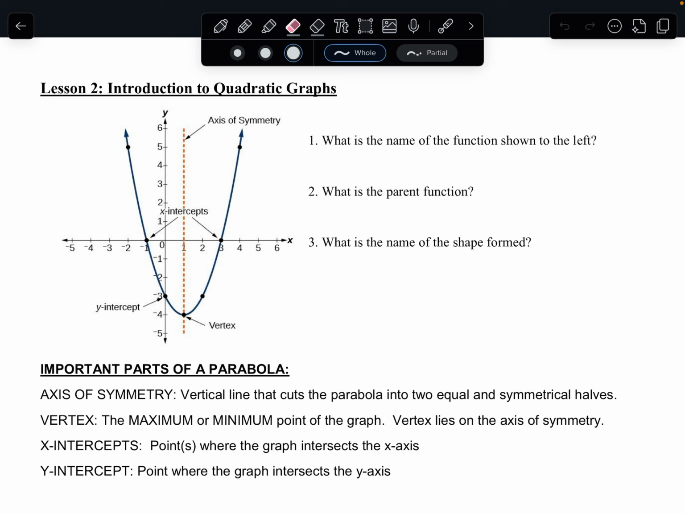Hello and welcome to Lesson 2 of Module 4, Unit 8. This is our introduction to quadratics, a continuation into our quadratic unit.